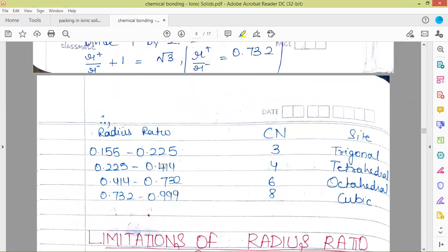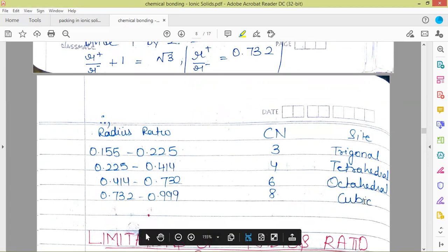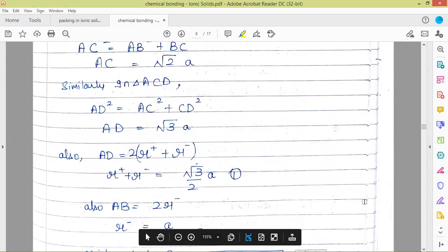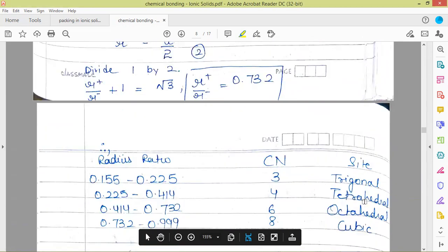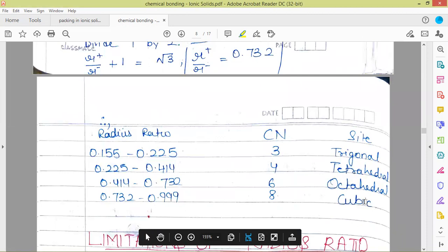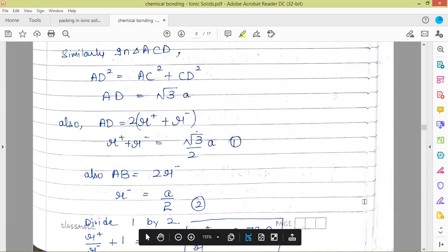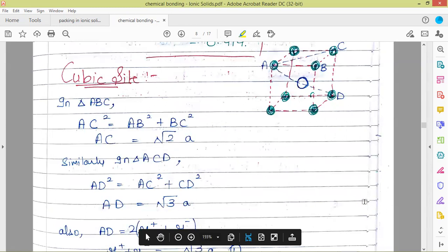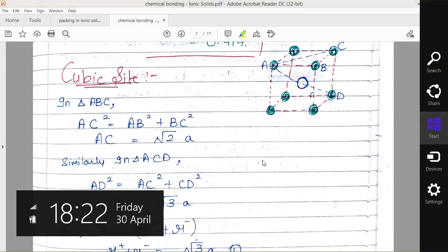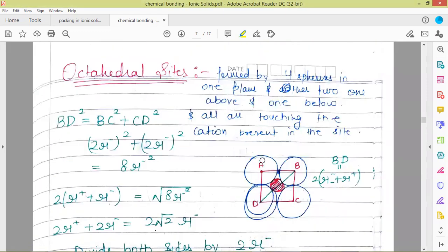This table we have already discussed. This is the radius ratio range, this is the coordination number for each site, and this is the type of site. Generally you'll be given the size of the cation and the size of the anion. You'll have to calculate the radius ratio, and you will be asked what the coordination number is and what type of site is going to be occupied by the cations or the anions. Also, you may be asked in exams that the radius ratio for a particular site is this, and then you will have to do this whole mathematical treatment to attempt that question.